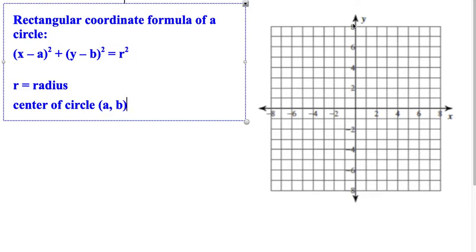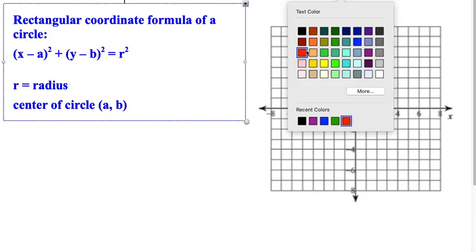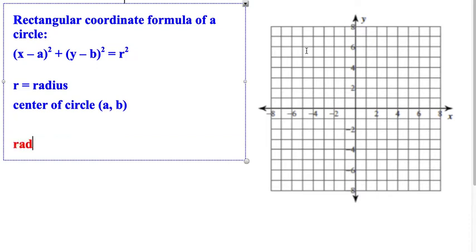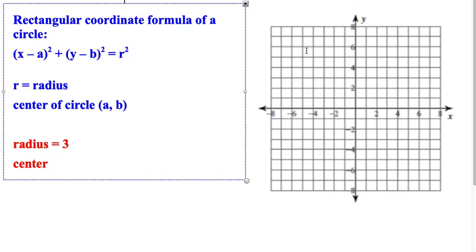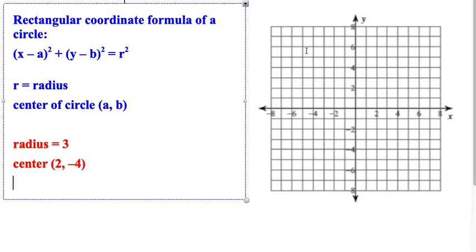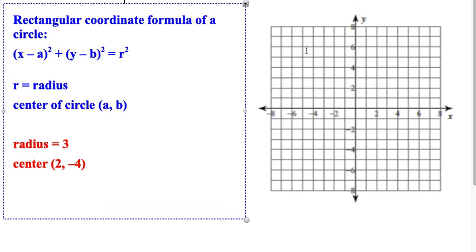So let's say, as an example, we have a circle that has a radius equal to, we're going to keep this simple for ourselves, 3, and the center of this circle is the point 2, -4. There. So what that means is, if we wanted to write the rectangular form, we'd simply have to plug these values in, knowing this radius.